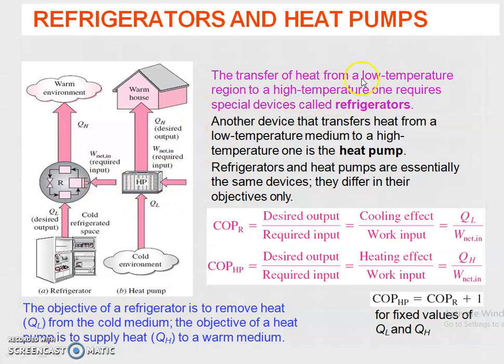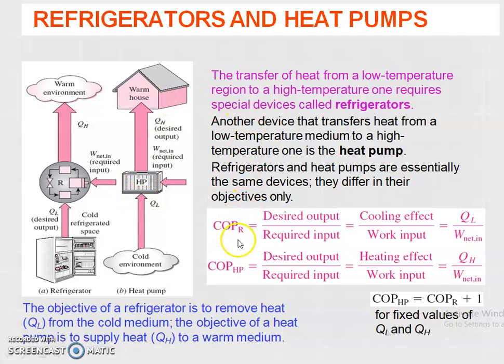The transfer of heat from a lower temperature region to a higher temperature region requires a special device called a refrigerator. Another device that transfers heat from a lower temperature medium to a higher temperature one is the heat pump. Generally we use a pump to lift water from a lower level to a higher level. The same process happens in the heat pump also, from the cold environment to the hot environment.